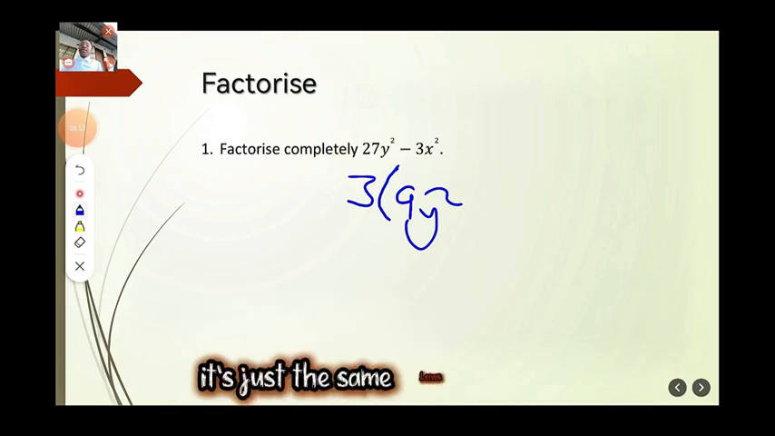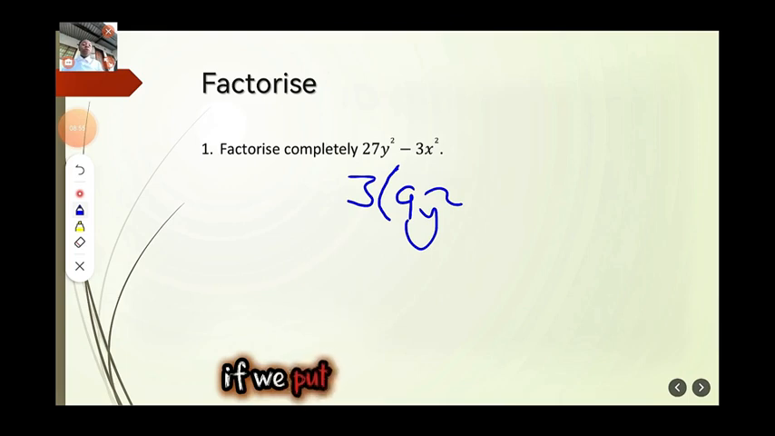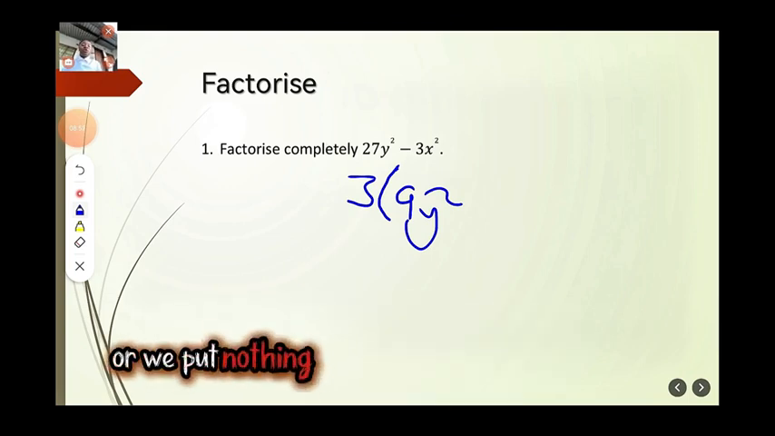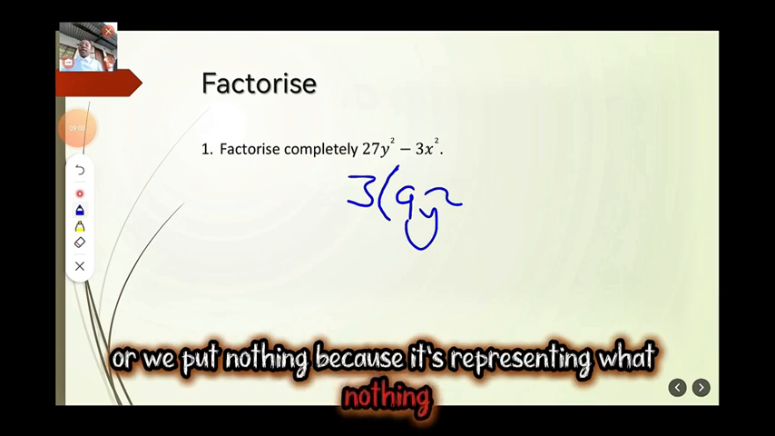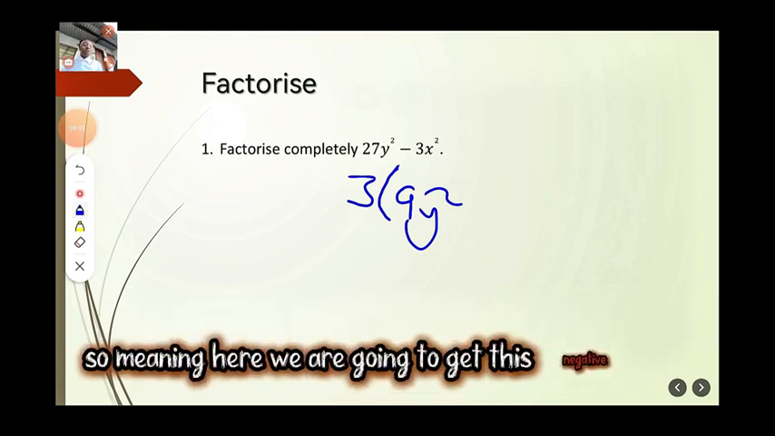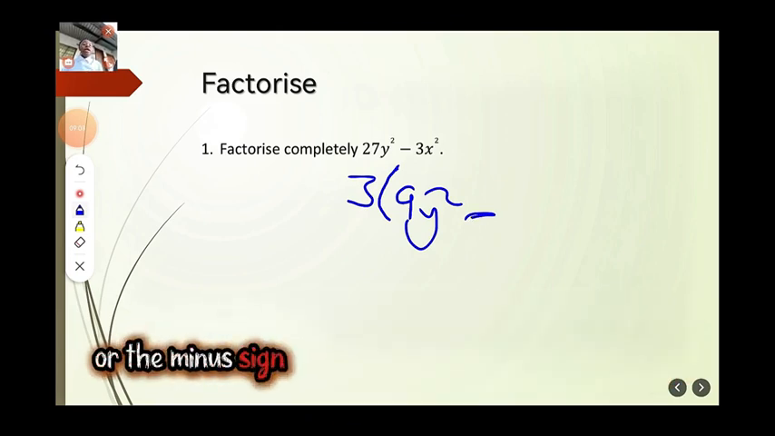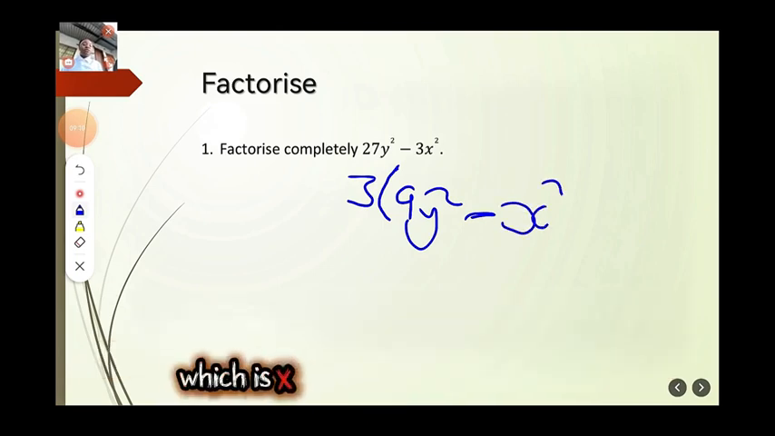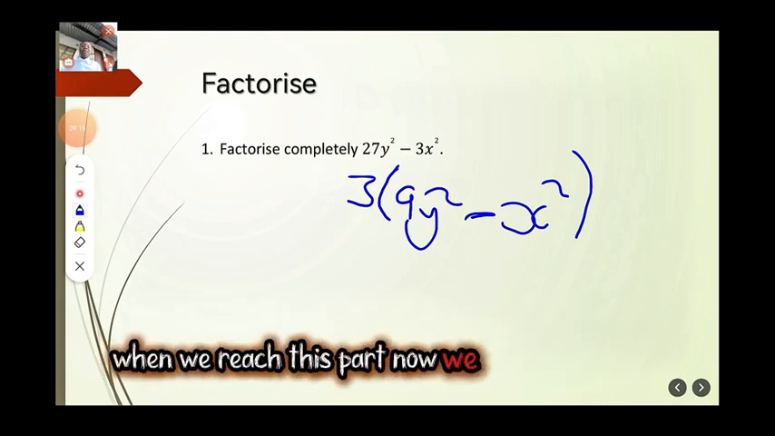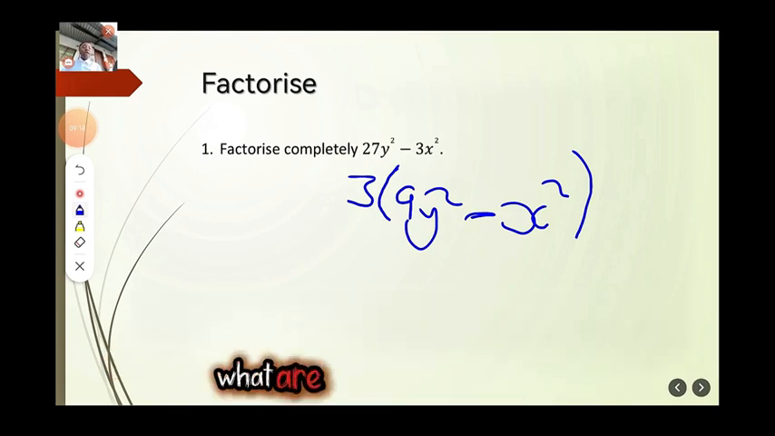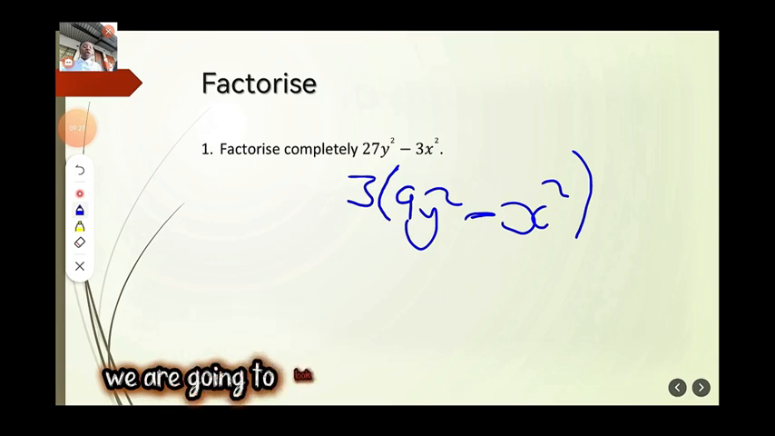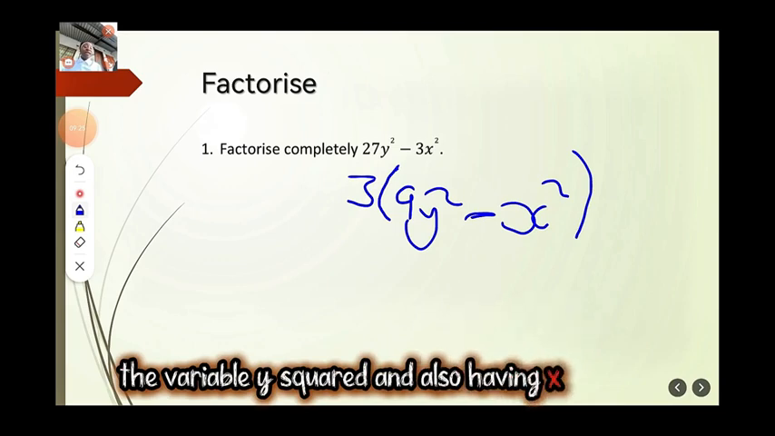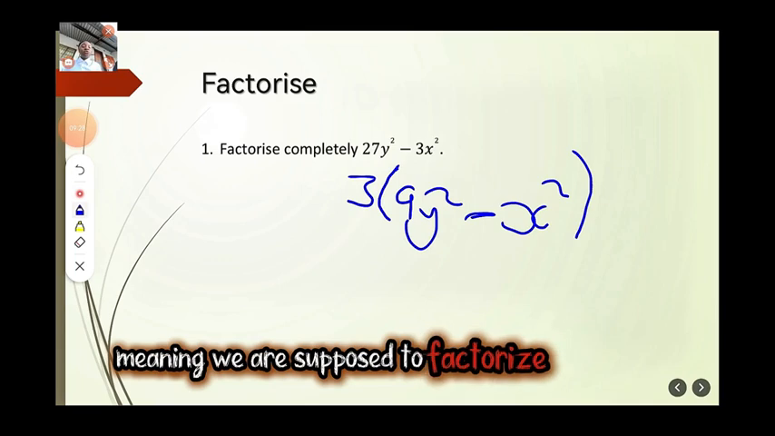It is just the same, learners, if we put 1 or we put nothing, because it's still representing nothing. So here we are going to get this negative sign the way it is, the minus sign, and we're going to put the variable only, which is x squared, with close brackets. When we reach this part now, we are supposed to factorize completely. What are you and I going to do? Since here we are having the variable y squared and also x squared, we are supposed to factorize this completely.